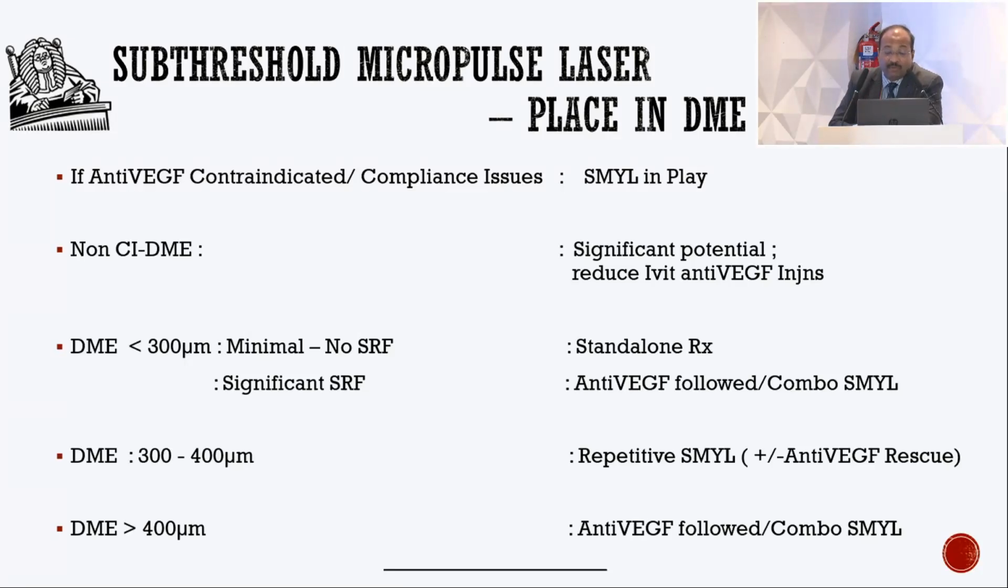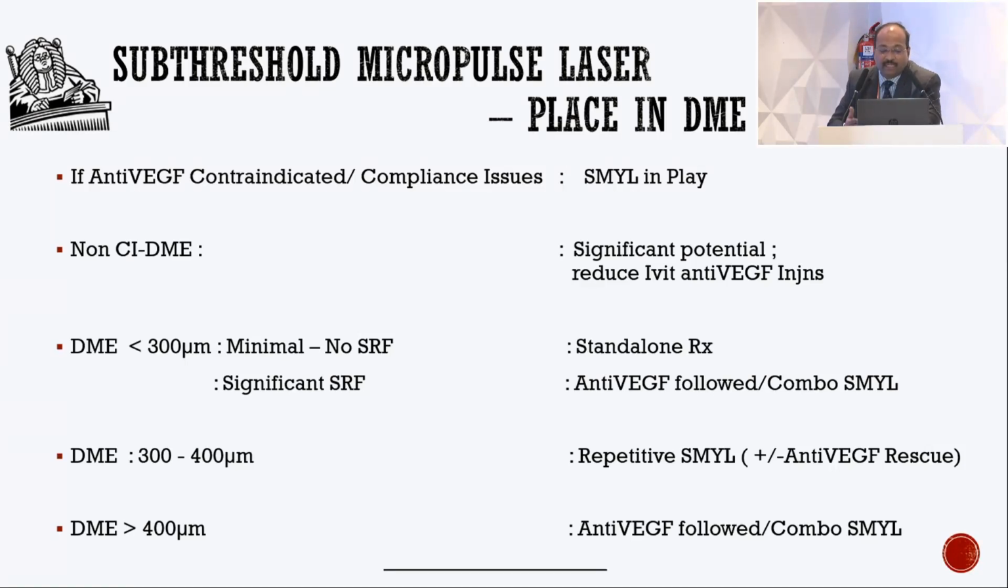Now, as we've seen in the previous studies, 300 microns was kind of a watershed. If it is less than 300 microns, or there's minimal or no subretinal fluid, as I've shown in some of the cases, you could use standalone micropulse laser, and I'm not saying that you should, I'm saying you could, especially if there are contraindications. If there is significant subretinal fluid, we still feel that anti-VEGF would be a good idea, followed by a combination with micropulse subthreshold laser.